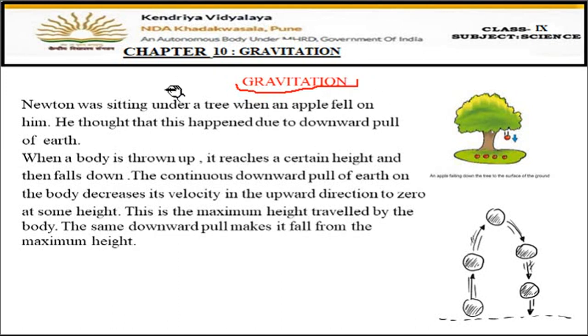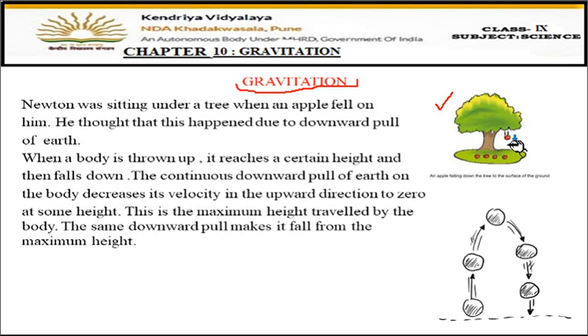So the example starts here. Newton was the scientist who gave the concept of gravitation. Newton was sitting under a tree one day. In the diagram here you can see that it's an apple tree. So Newton was sitting under a tree when an apple fell on him.